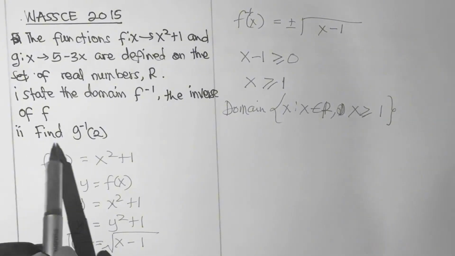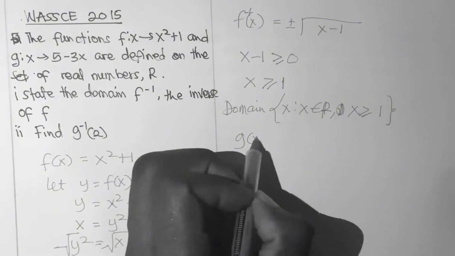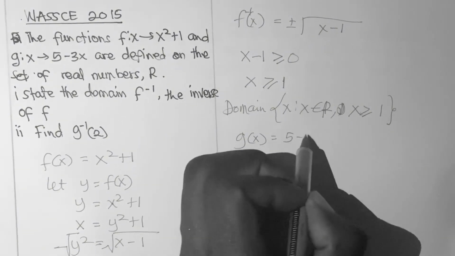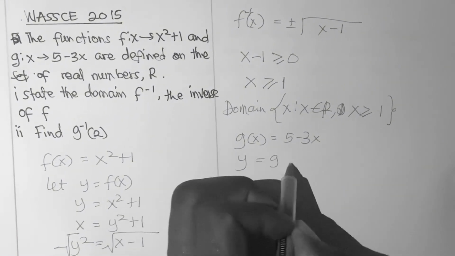Then the next part says we should find g inverse of 2. I know that g of x is equal to 5 minus 3x. So let's let y be equal to g of x.